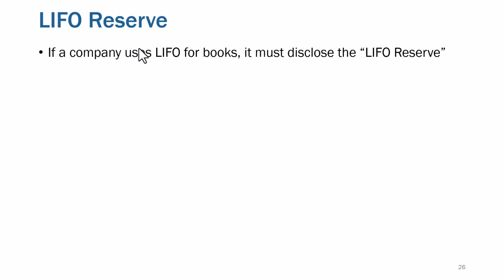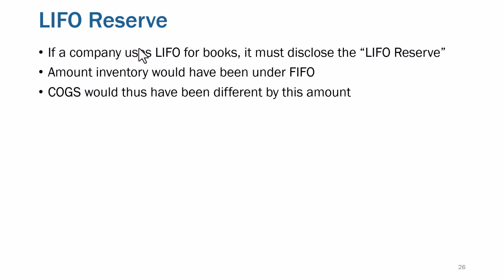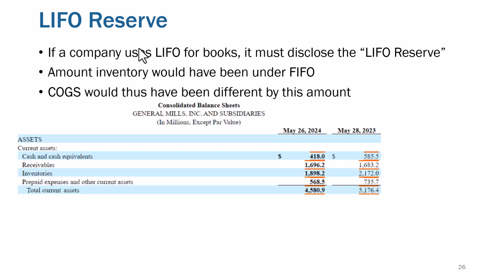The LIFO reserve, really one final thing. If a company uses LIFO for books, I think most companies do use FIFO for books. I don't actually have that percentage handy. But if they use LIFO, they have to disclose what's called the LIFO reserve, which basically is what would inventory have been if they used FIFO. And then cost of goods sold over history would have then been different by the amount of the LIFO reserve.